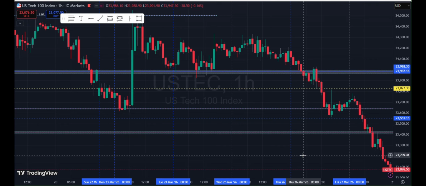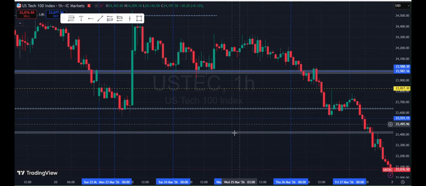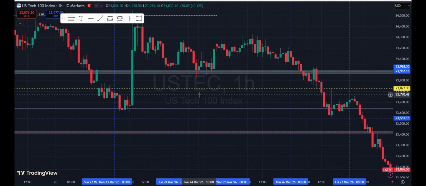Let's break down what actually happened this week, because price doesn't move randomly. It delivered into liquidity across multiple pairs. And remember, this isn't about being right or being wrong. It's just about understanding where liquidity is and how price moves between those levels, from one liquidity to another.